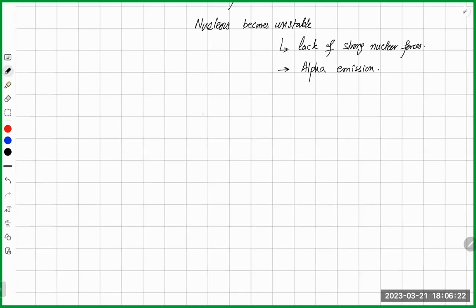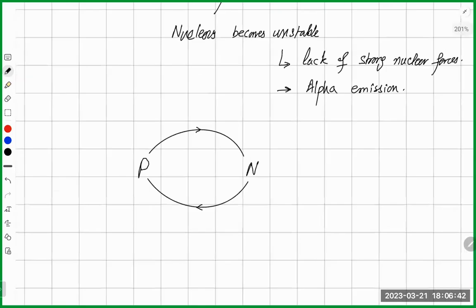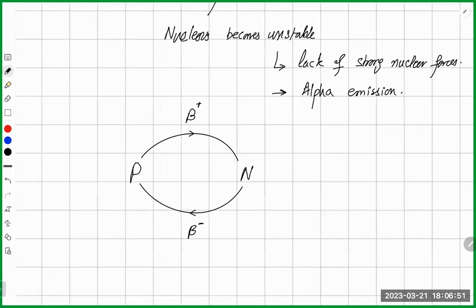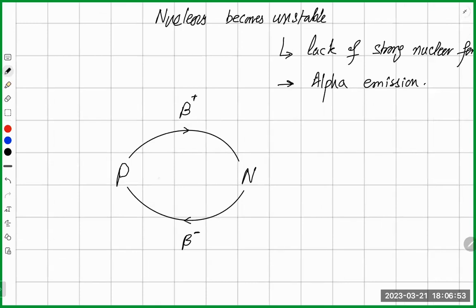When a nucleon becomes unstable, proton, neutron. Proton converts into a neutron, or neutron converts into proton. This will be because of beta plus or beta minus. And this is because of interaction of weak nuclear forces.